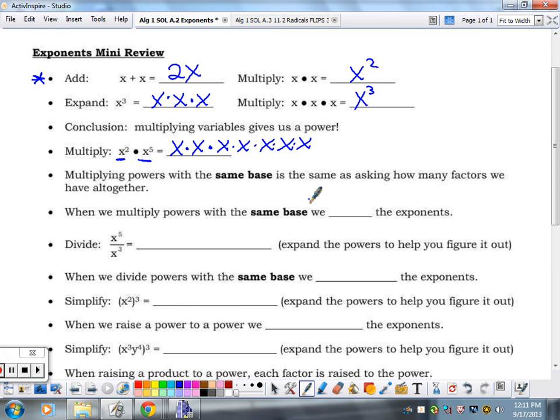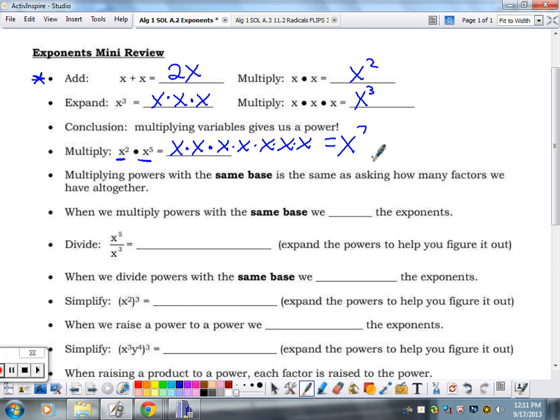Hopefully I wrote down the right number here. So how many factors of x do I have? I have seven factors of x. How do I write seven factors of x? I mean, this is one way. What's another way to write seven factors of x with a lot less writing? X to the 7th power.